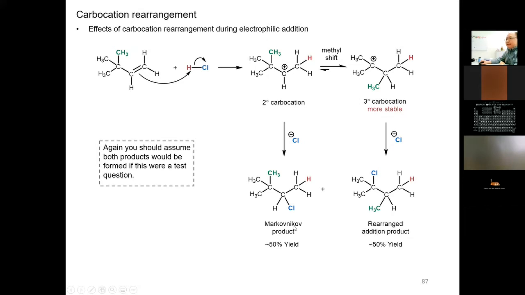All right. So again, if you see this kind of problem appearing on the midterm or the final exam, you should assume that both products will be formed. So you need to write down the Markovnikov product and the rearranged product.